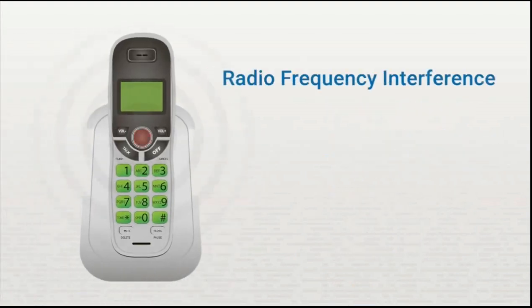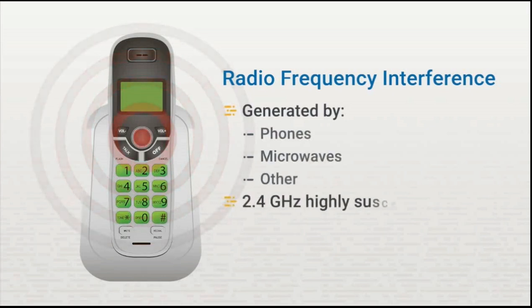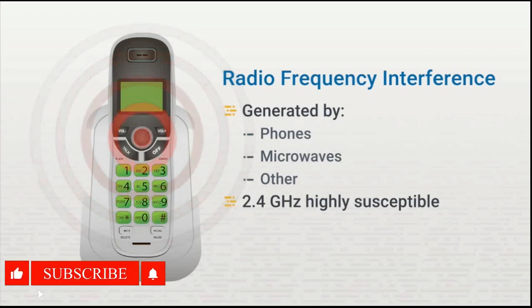Radio frequency interference, or RFI, can disrupt wireless network traffic. RFI can be generated by cordless phones and other home automation hardware. Wireless networks that operate within the 2.4 GHz range are particularly susceptible to RFI. This can be overcome by moving to a wireless solution that operates in the 5 GHz range.